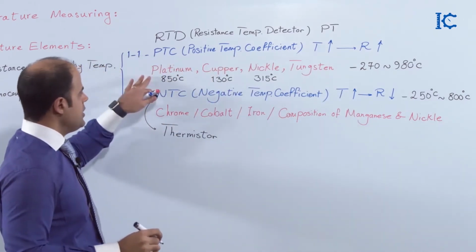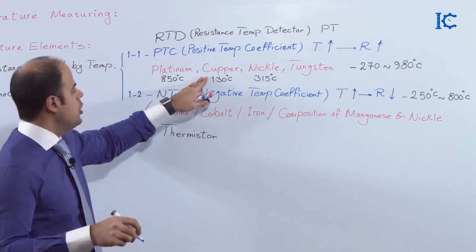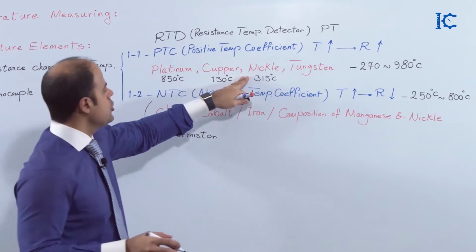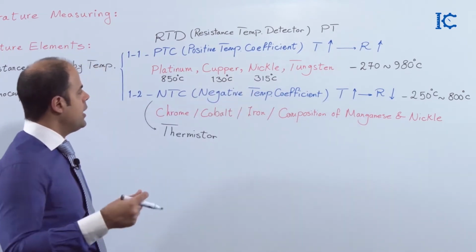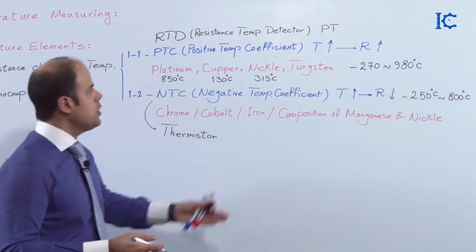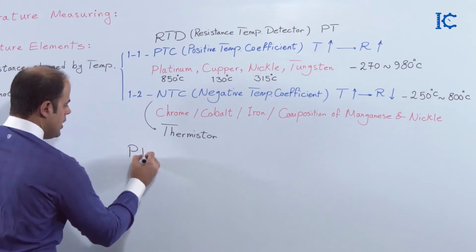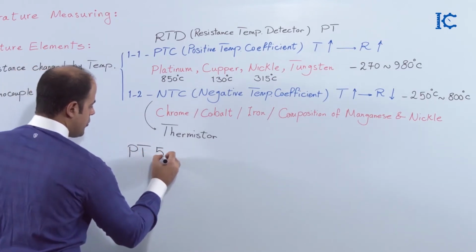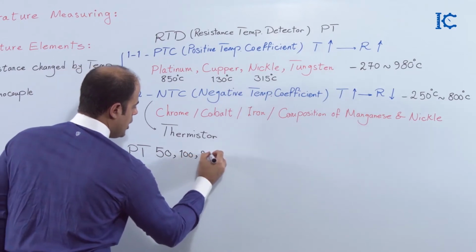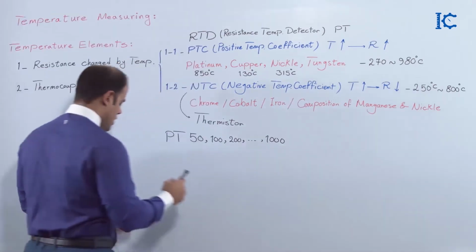PT stands for platinum. So if you have, for example, copper, you can just show it by Cu, or if you have, for example, nickel, you will be able to just show it by Ni. But as I mentioned, the most famous one would be called the PT one. We have different types of PT in the industry. It starts from PT 50, and after that 100 by 100, it goes up to 1000.